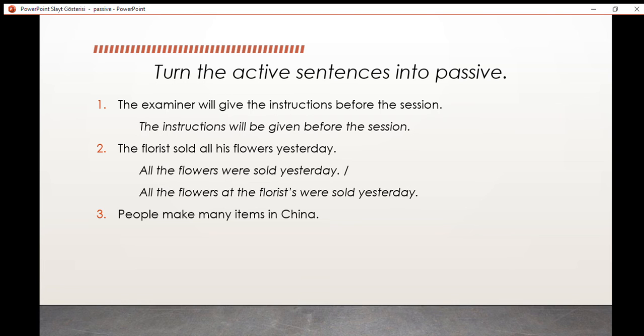People make many items in China. Many items are made in China. You know, sometimes you see, let's say on a plastic bottle, it says made in China. Or even when you take a look at your watch, it says made in China, because it's passive. Or sometimes the emails have "sent by," again, passive.